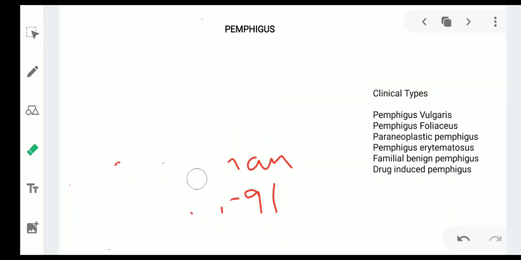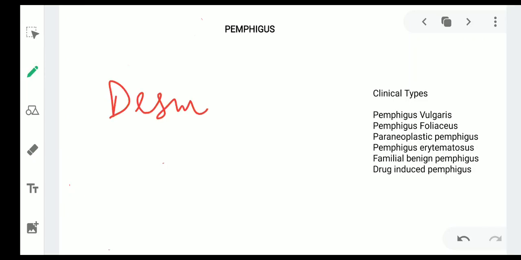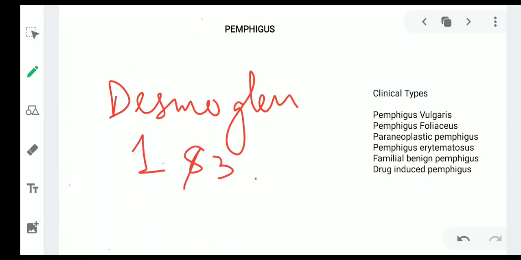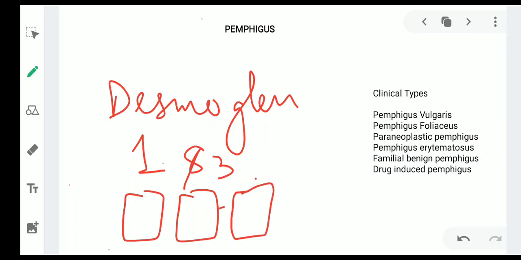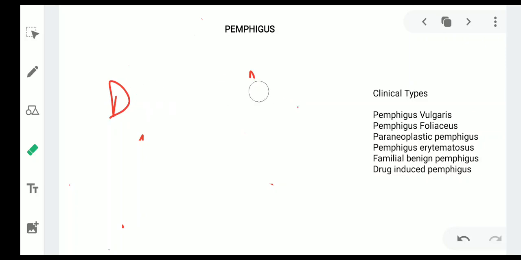The autoantibodies are produced against desmoglein 1 and 3. These desmogleins are components of desmosomes. Now what are desmosomes? These are intercellular junctions. The cells are connected to each other with the help of desmosomes. So when the desmosomes are not present, it will result in loss of cohesion of the keratinocytes, which will further result in the formation of blisters.